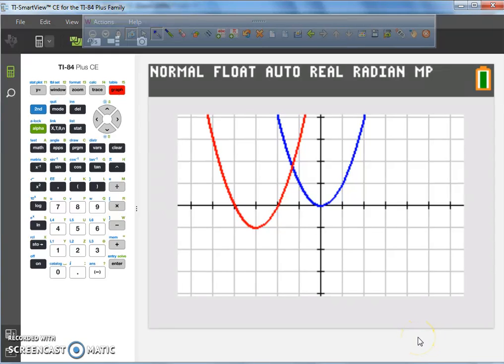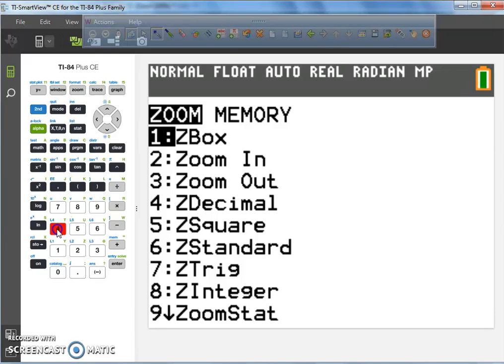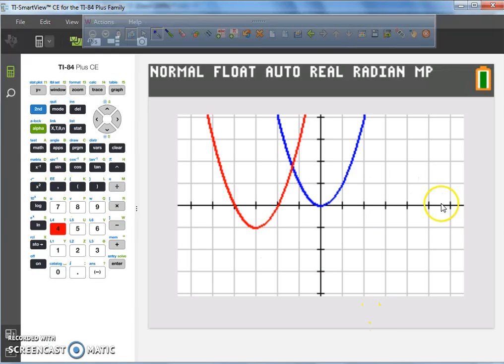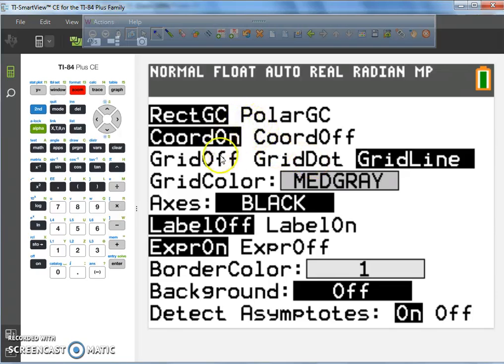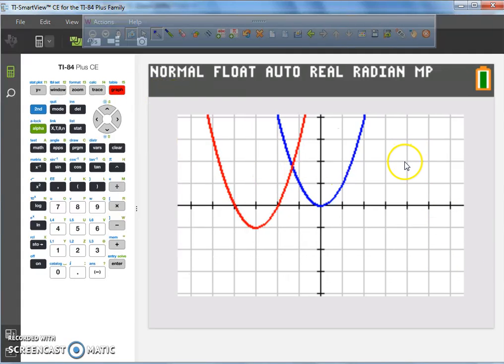Now, your calculator might look a little bit different than mine, so if you want to get your calculator looking exactly like mine, if you have my same version, hit the zoom button and the number 4 button. Hit zoom 4, that should give you these little squares. Some of you may not have your grid lines on. If you want to get your grid lines on, hit the second button and the zoom button and scroll over to where it says grid line. Press enter, and you should have the grids. That's how you get your grid lines on.